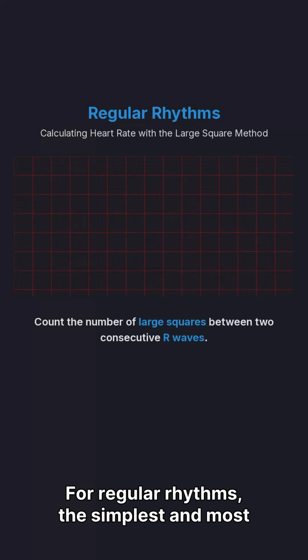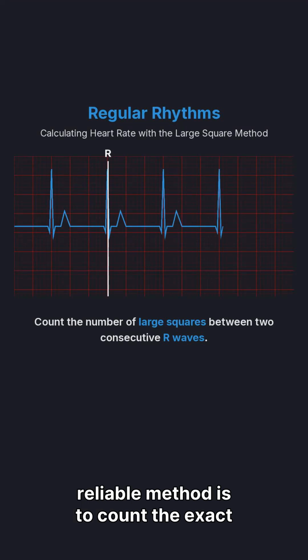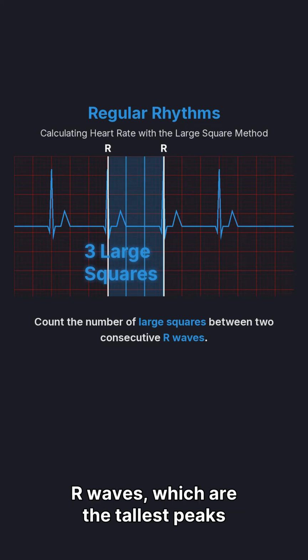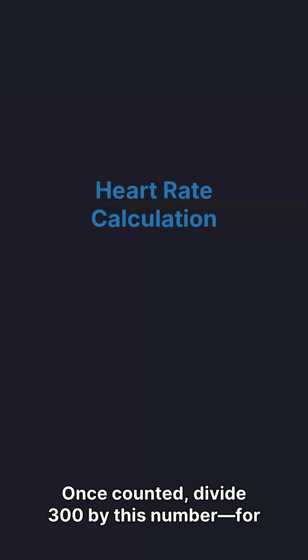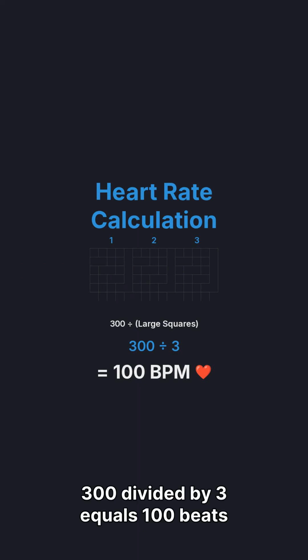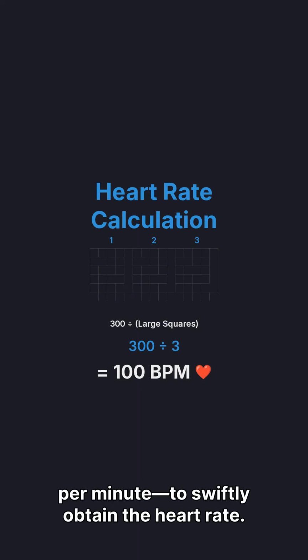For regular rhythms, the simplest and most reliable method is to count the exact number of large squares between two consecutive R waves, which are the tallest peaks in the QRS complex. Once counted, divide 300 by this number. For instance, if there are 3 large squares, 300 divided by 3 equals 100 beats per minute, to swiftly obtain the heart rate.